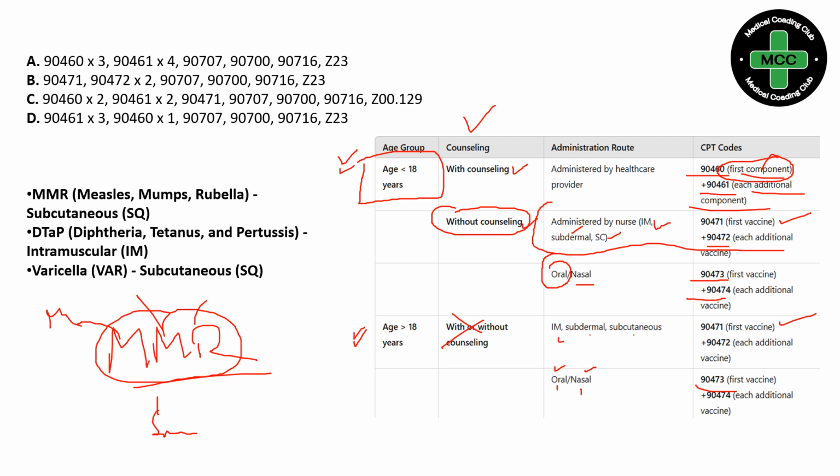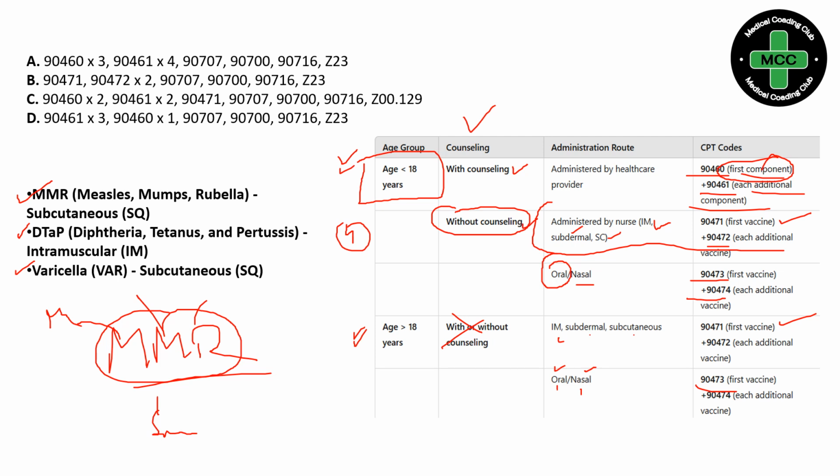In our question, the patient age is only 4 years and they had given counseling also. So our admin code should be 90460. How many vaccines have they given? They have given three different vaccines, MMR, DTaP and varicella. As I said, when you are coding for 90460, you need to split each vaccine. So let's split the vaccine.